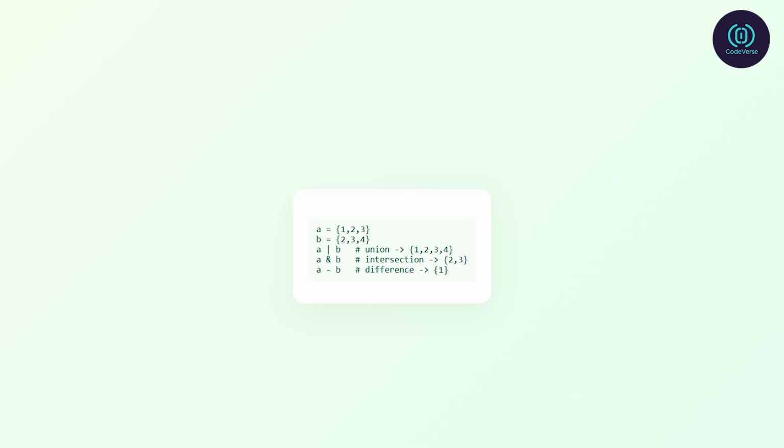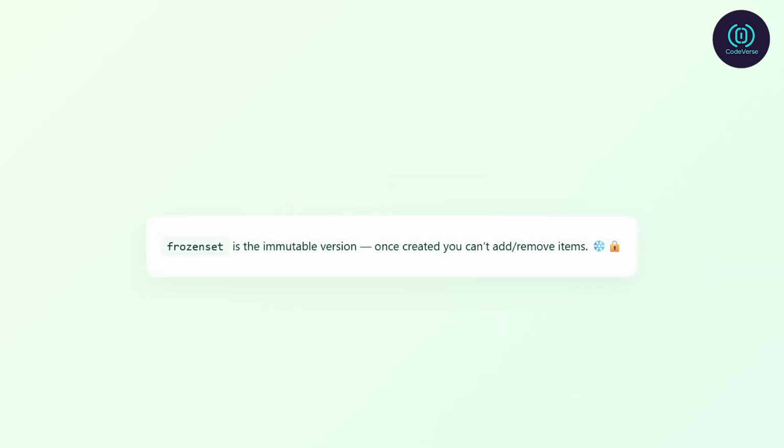It's like comparing lists with superpowers. Then there's frozenset, the frozen cousin of the set. A frozenset is just like a set, but immutable. Once you create it, you can't add or remove items. This makes it hashable, so you can even use it as a key in a dictionary.